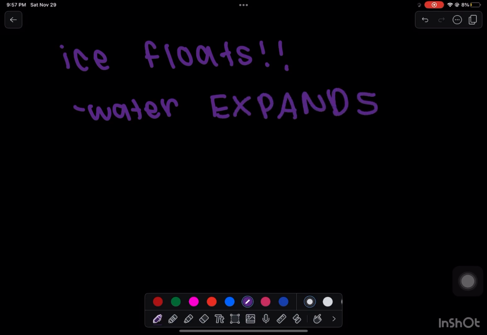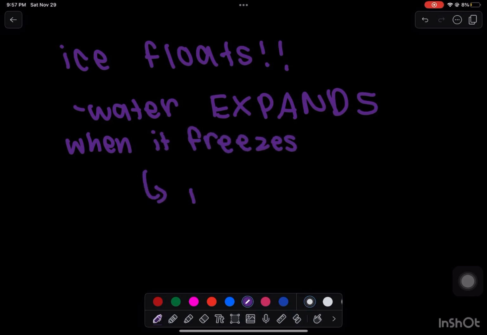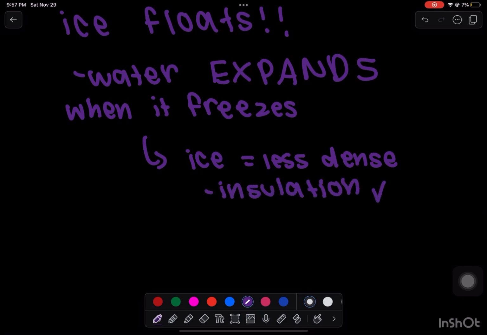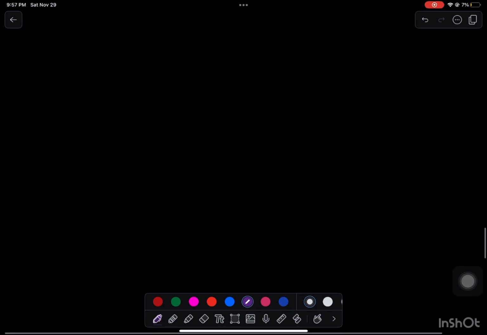So ice will float on top of lakes, and that layer of ice is like an insulation so the water below it doesn't freeze completely. Basically, water expands when it freezes, which creates the blocks of ice that we see, and ice is less dense than liquid water because it spreads the water molecules out. And this creates insulation that can protect ecosystems in the winter.